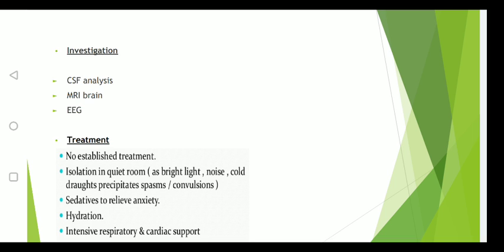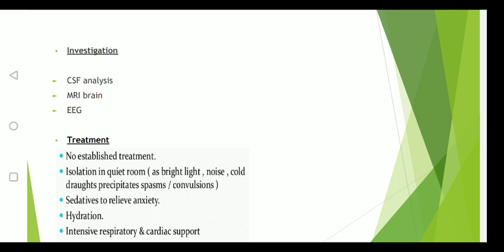So for treatment, actually there is no established treatment. Once rabies is present, we isolate the patient in a quiet room, away from bright light, noise, cold, drafts, perspiration, spasms or convulsions. So we mainly make the room a quiet room only, and we put the person in an isolation room. Then the third point, sedatives. To relieve the anxiety we give sedation, and we give hydration.